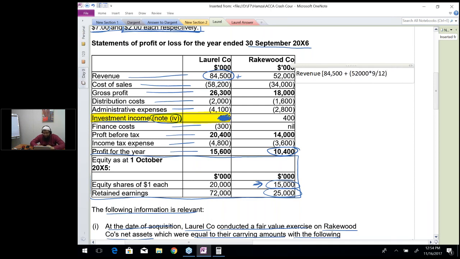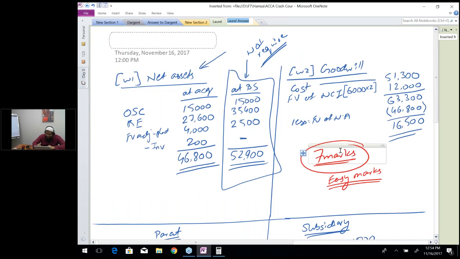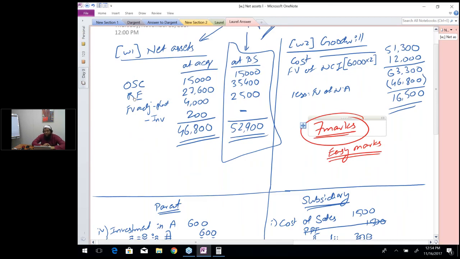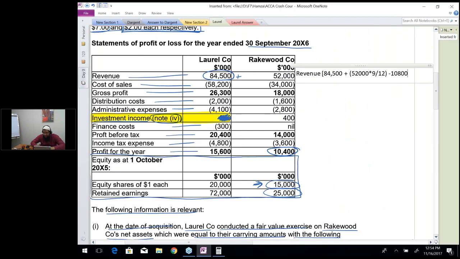And further, there are some adjustments. What are the adjustments? We have actually debited the sales by 10,800. So we need to minus the sales by 10,800.